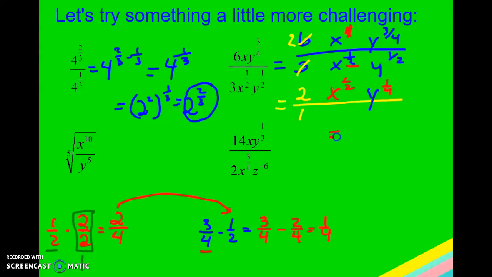So my answer is 2x to the 1/2, y to the 1/4. Since the only thing I had in the denominator is 1, I know that dividing by 1 has no effect on my number, so I don't need that denominator of 1 anymore.